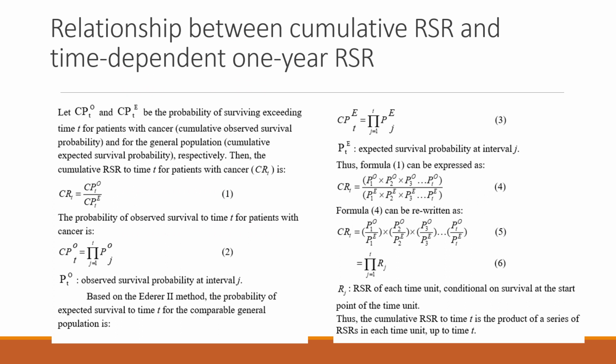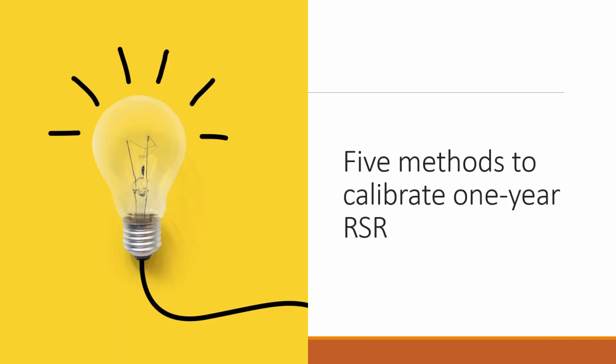Proof of the relationship between the cumulative relative survival ratio and relative survival ratio at each time unit. In summary, the 5-year relative survival ratio is equal to the product of 1-year relative survival ratios in the 5 corresponding years. Applying this proof, we demonstrated 5 methods to calibrate 1-year relative survival ratio, conditional on having survived years.